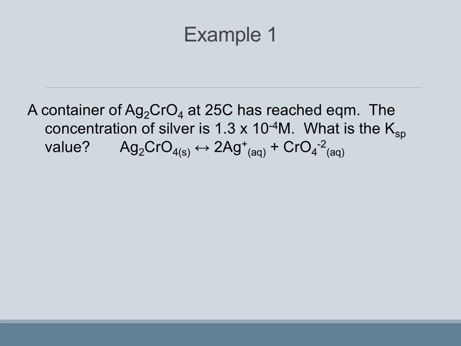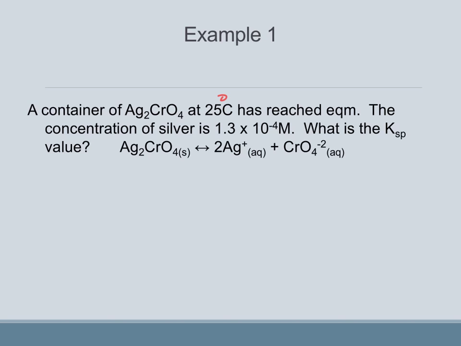It says a container of Ag2CrO4 at 25 degrees Celsius has reached equilibrium. The concentration of silver is 1.3 times 10 to the negative fourth molar. What is the Ksp value? We have a silver chromate equilibrium equation, because what's happening at the molecular level is we are constantly forming some ions and constantly reforming the solid.